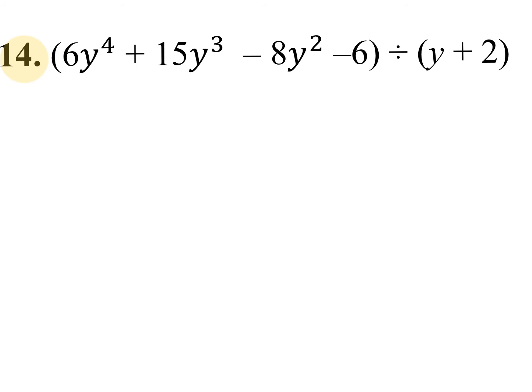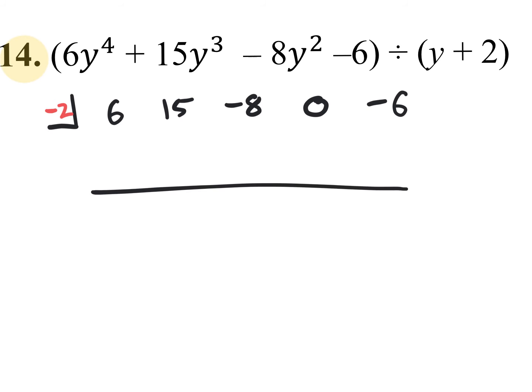Okay, so I did see a lot of you have the correct answer, so that's great. But let me actually demonstrate. Inside the box, I have a negative 2. The coefficients, the numbers, are 6, 15, negative 8. Notice that there's no y, so I need to represent that with the 0, and then at the very end, the negative 6. So once again, 6, 15, negative 8, 0, because there is no y, and then negative 6 at the very end. A line down here.